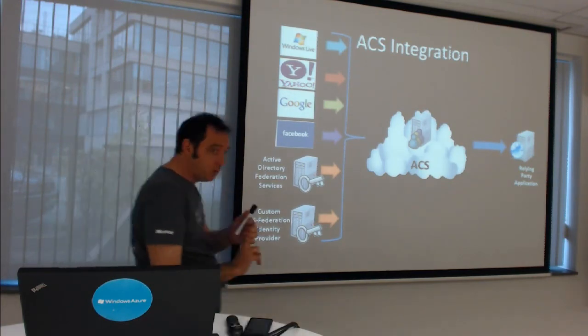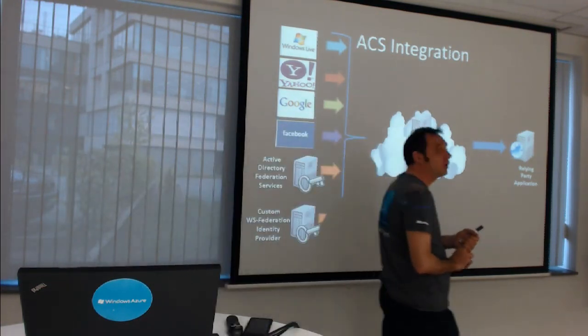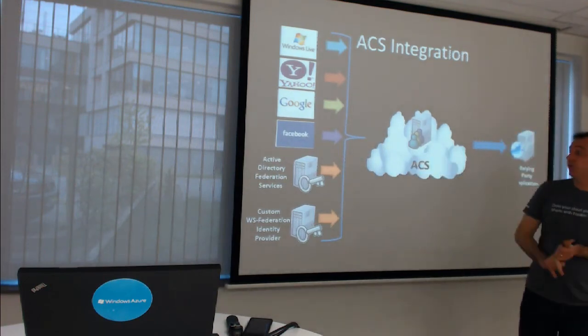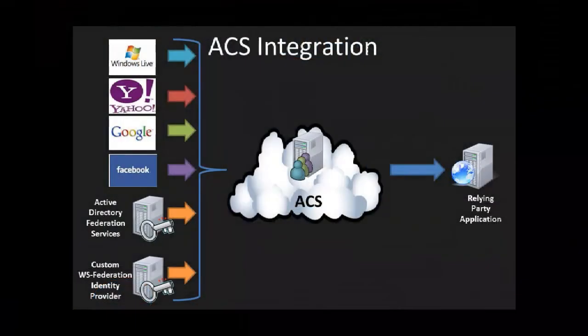So there's two real scenarios where companies and organizations may want to use this. The first one is that they have Active Directories within their organization, and they want to use Active Directory Federation Services so that when you go to your company's time reporting system, you can use your company's domain credentials to log onto that time reporting system.